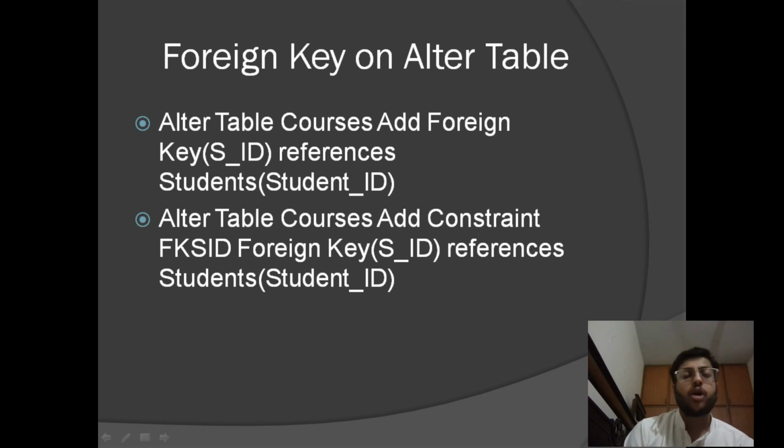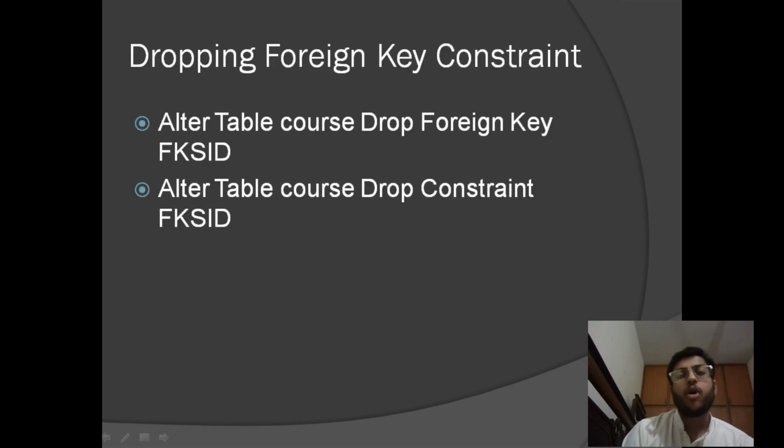Now the second one is alter table courses add constraint FKSID foreign key SID referencing to the student ID, sorry, right? Now what we are doing over here is we are writing the add keyword, then the constraint keyword, then the name of that constraint and what constraint do we want to apply. We want to apply foreign key over here on what column, on column SID and from which table are we referencing to. We are referencing to the students table and what column of that table, that is the student ID, right?